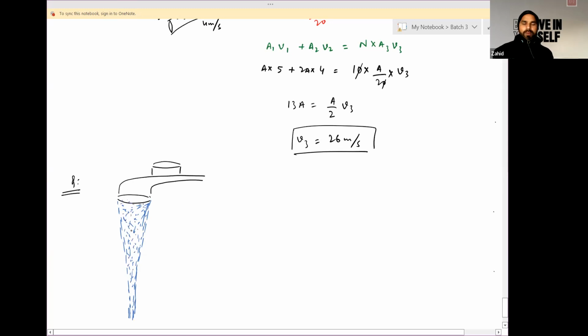So the question is, why does the width of the stream decrease continuously on falling down?